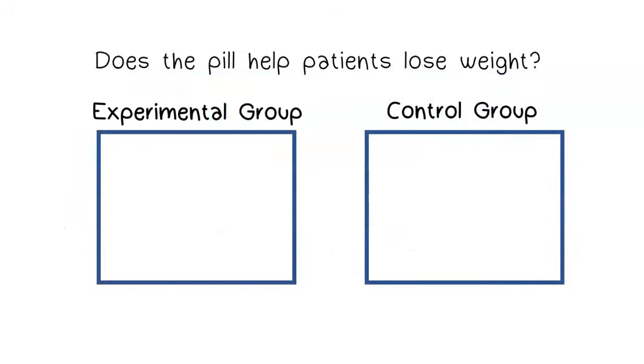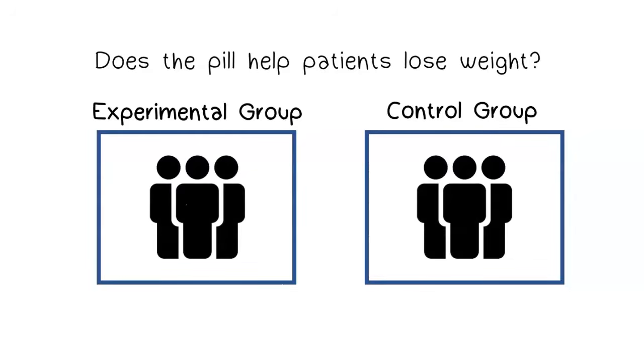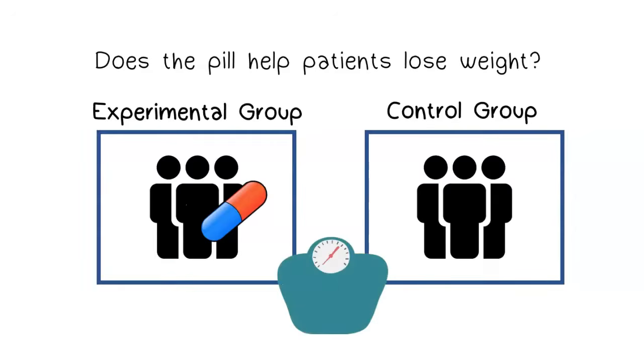Let's look at some more examples. Does the pill help patients lose weight? We can test this out by setting up two groups. One group will take the weight loss pill, and the other group will not. After a certain amount of time, we will weigh the patients in each group, and we'll see if the experimental group lost more weight.